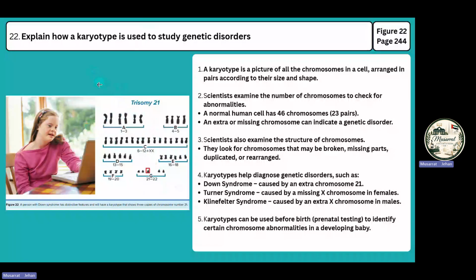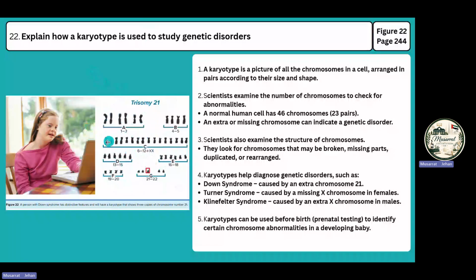A normal human cell has 46 chromosomes. You all have studied that, you know it. 23 pairs of chromosomes in a normal human cell. But if there is an extra chromosome or a missing chromosome, then it means there is a genetic disorder. Scientists also examine the structure of the chromosomes. They look at whether the chromosomes are of proper shape, broken, missing any part, duplicated or rearranged. They check for these to see if there is any genetic disorder.